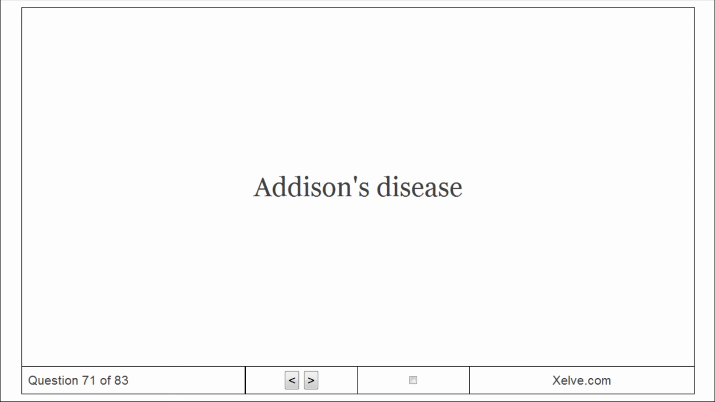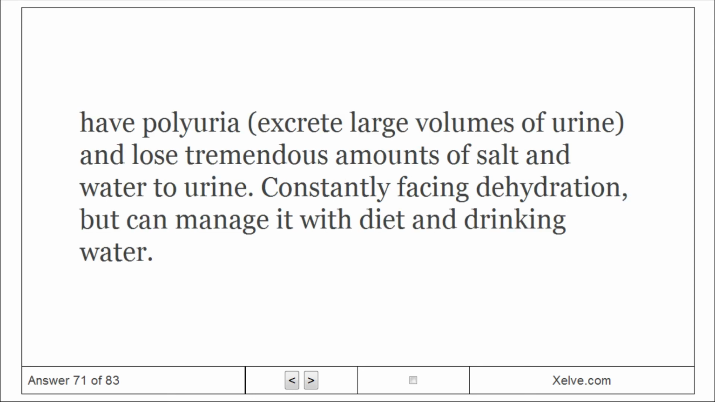Addison's disease. Have polyuria, excrete large volumes of urine, and lose tremendous amounts of salt and water too. Constantly facing dehydration, but can manage it with diet and drinking water.